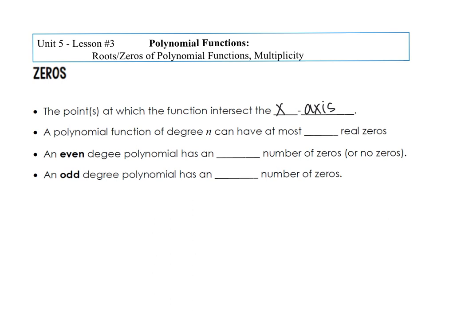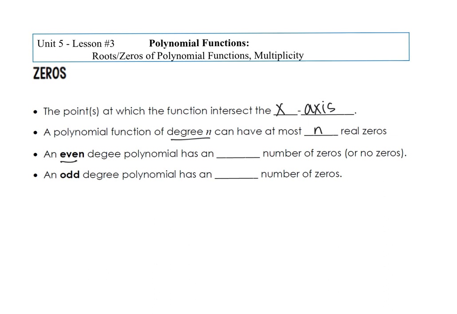It says a polynomial function of degree n can have at most n real zeros. That means if we have x to the 4th power, the degree would be 4, so at most we could have 4 real zeros. If our degree is 2, or we have x squared as our highest power, at most we could have 2 real zeros. So it just matches up that way.